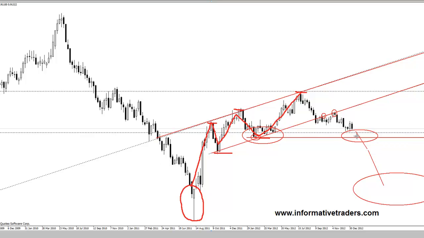What happens here? Do we see a reversal? Do we see it come down and kick higher again, or does it break through? So I'm very wary of this pair. I'm going to watch it over the next couple of weeks.